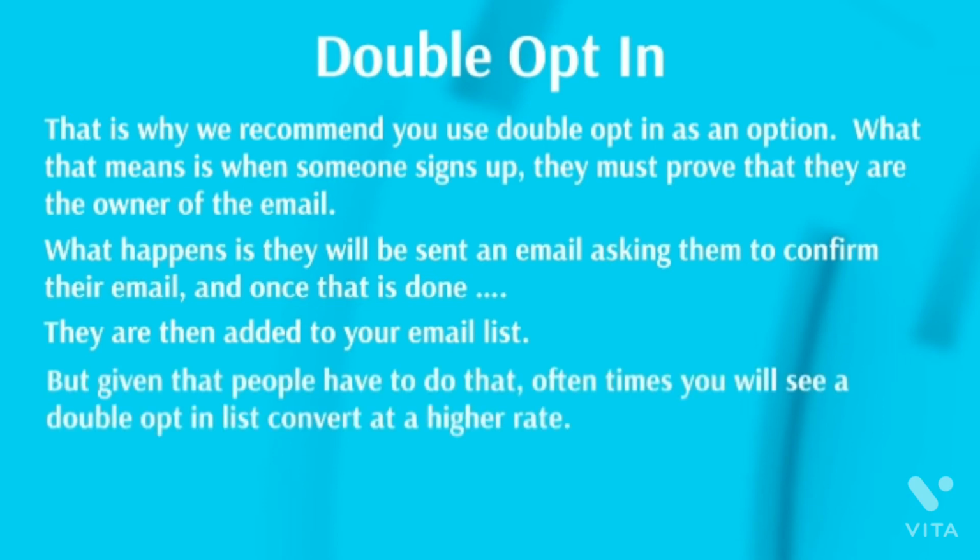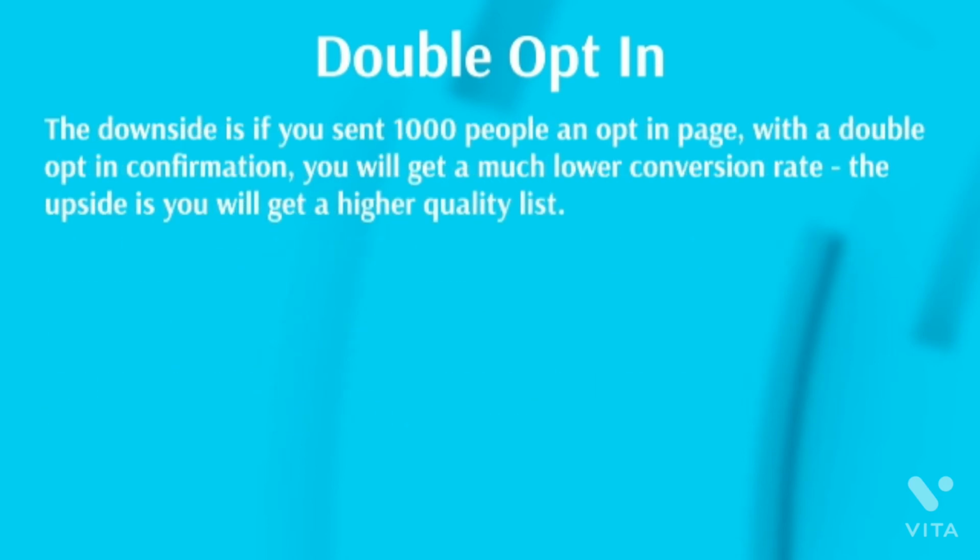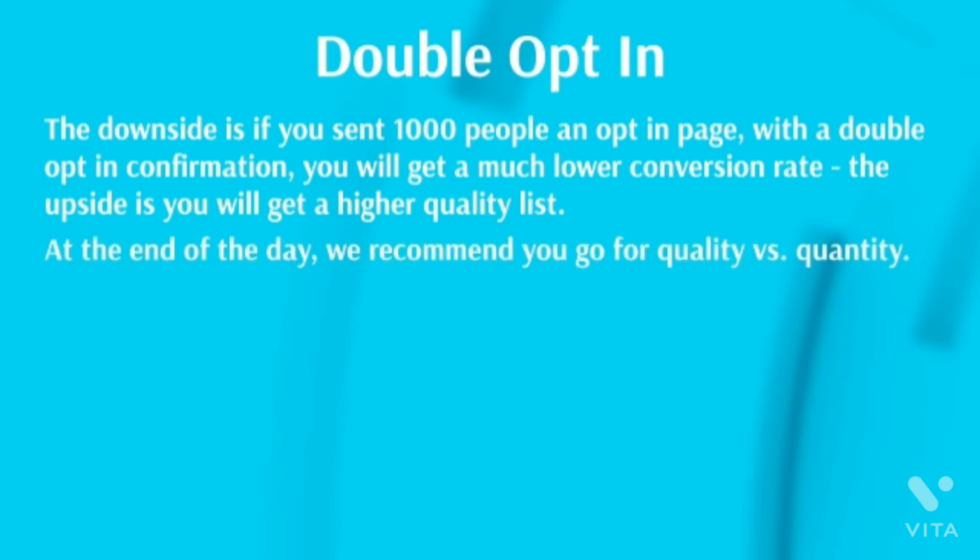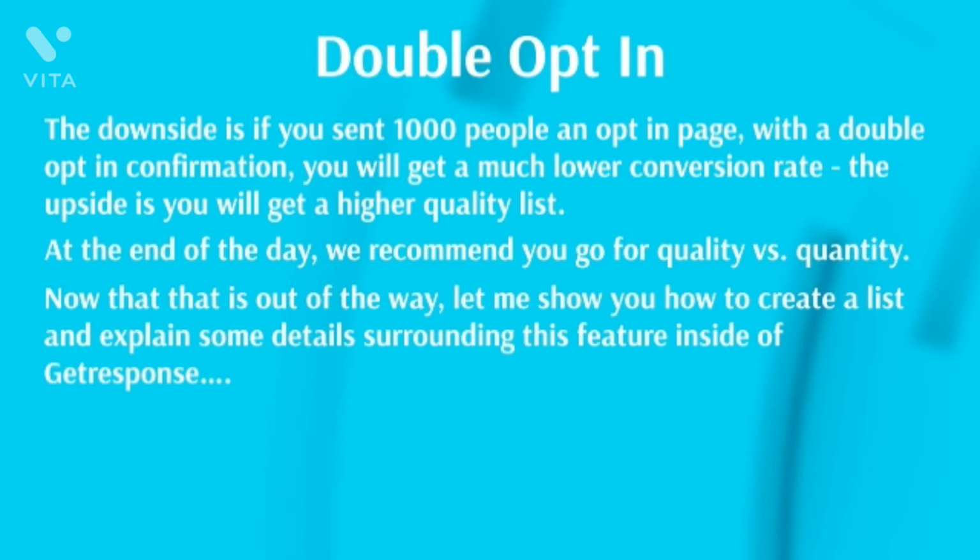And of course, because you're emailing people that want to hear from you. So that's why we found in our tests that you will actually get a higher rate of opens, a higher click-through rate. So like I said earlier, the downside is if you send 1,000 people to an opt-in list, that's going to be a much lower conversion rate. But at the end of the day, we recommend that you go for quality versus quantity.